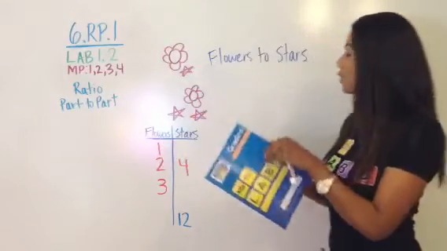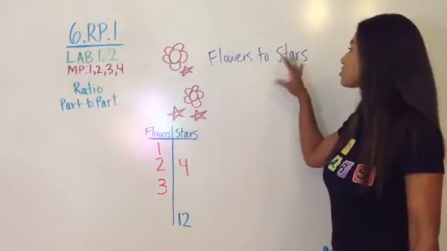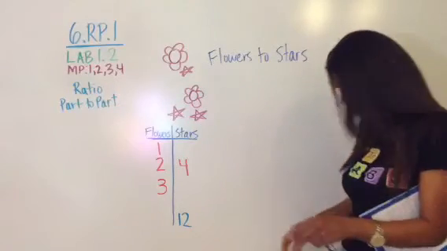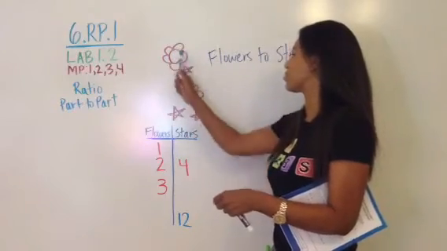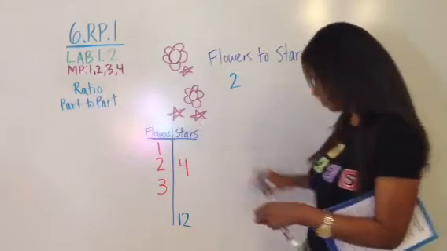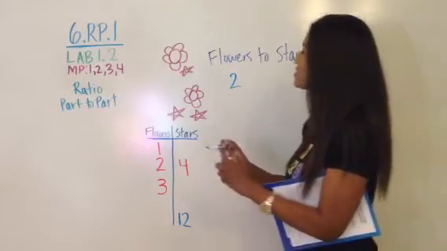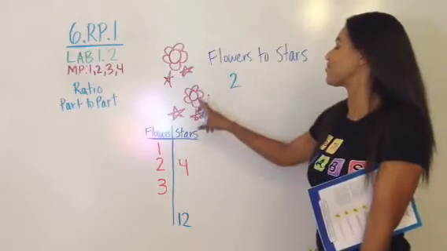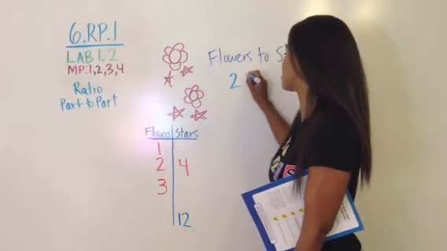All right, so what is the ratio of flowers to stars? It specifically said flowers to stars, not stars to flowers. So what we have to do here is count our flowers, which I can see here are 1, 2 flowers. How many stars? Well, you know what happened a few moments ago? I was erasing and I forgot to redraw that. Okay, there's our picture. So 2 flowers, and 1, 2, 3, 4 stars. So the ratio I see here initially is 2 to 4.